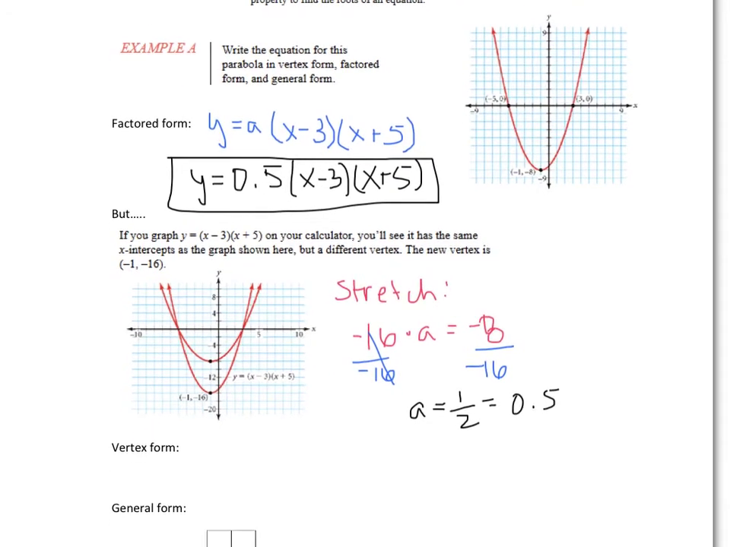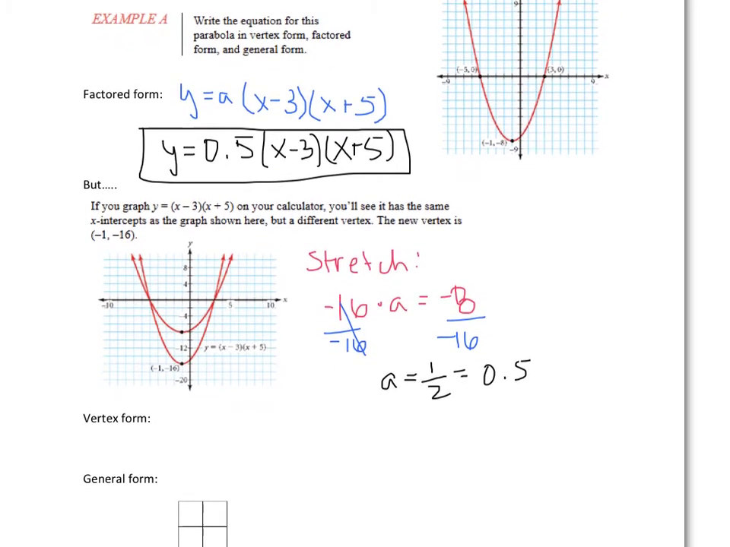Now we already know how to write vertex form. Vertex form is going to have the same a value, and we get our vertex from the graph, which is -1, -8. And remember, vertex form is y equals a times x minus h squared plus k. So putting our values in, that's y equals 0.5 times x plus 1, because that's a minus a -1, squared, and minus 8 is our k value.